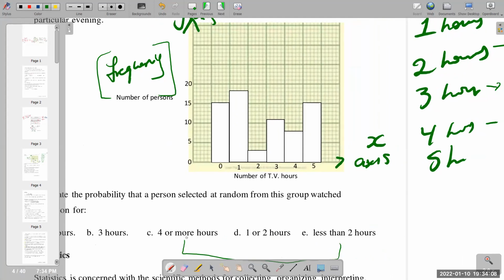In your exam, I expect you to draw this over. On your diagram, what is the smartest thing to do? Over each bar, write the number. Everybody see that? So over 0, put 15. Over 1, what is 1? 1 is 18. This one is 2, we already said 3. 11. What's this? 8. 15.